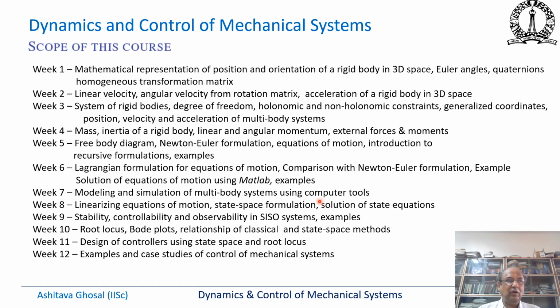The scope of this course, as I have mentioned earlier, is on kinematics, dynamics, and control. So the first half, a little bit more than the half, for the first 7 weeks, we will look at kinematics and dynamics. So first week is mathematical representation and position and orientation of a rigid body, then velocities, then we look at a system of rigid bodies, then we will look at mass inertia of a rigid body, then we will look at what are called as Newton-Euler formulations and Lagrangian formulations to derive equations of motion.